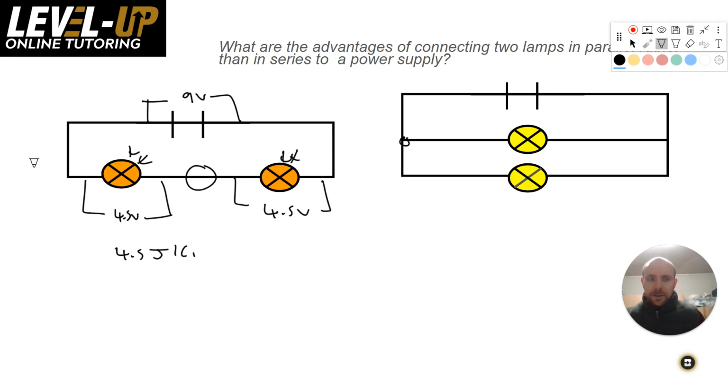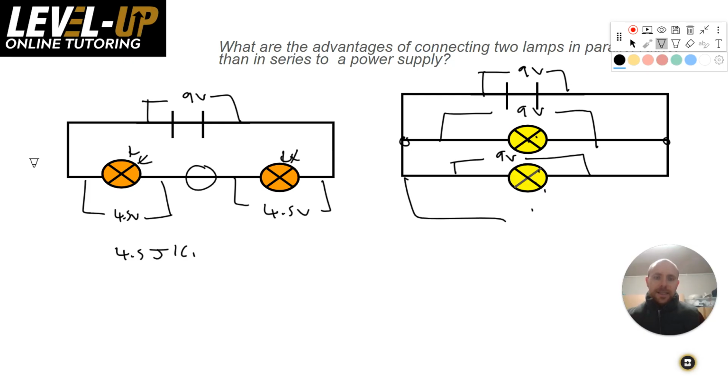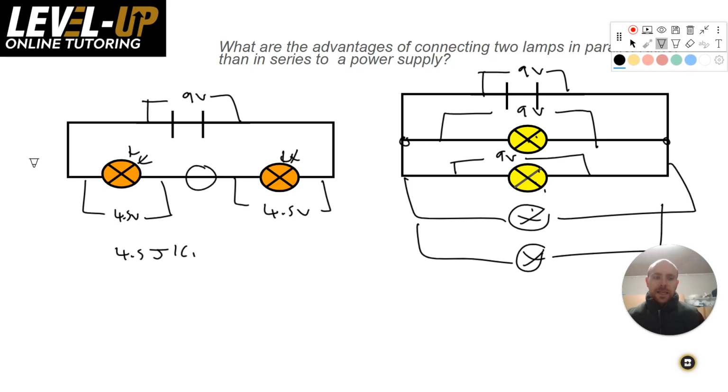But with parallel, remember the voltage across this again is 9 volts. The voltage across this is also 9 volts, 9 joules per coulomb. Across here is 9 volts, 9 joules per coulomb. And so these aren't going to get dimmer. Up to a certain extent, there are reasons why it doesn't go on forever, but up to a certain extent, as you add more lamps, they're not going to get dimmer.